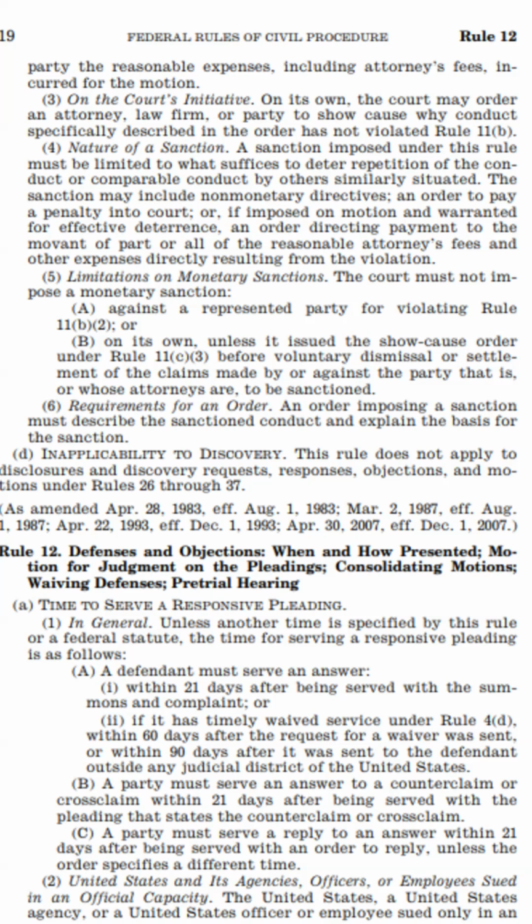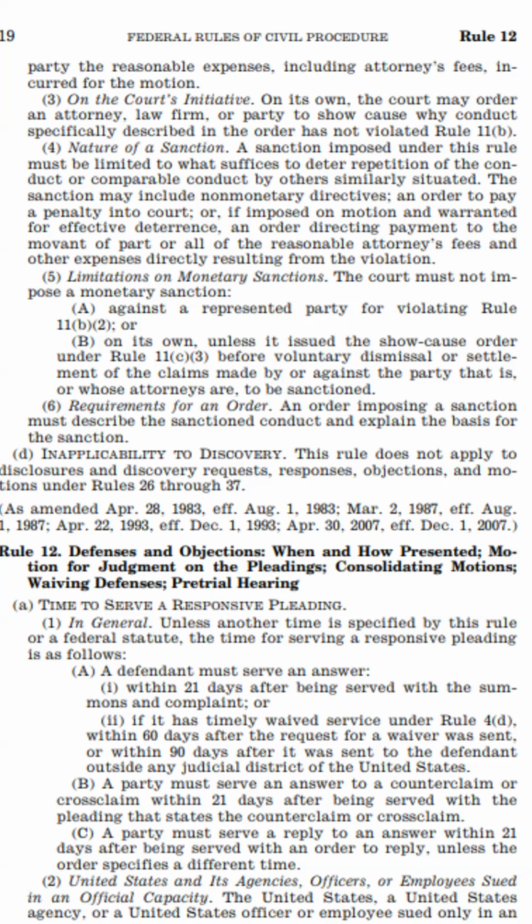(B) A party must serve an answer to a counterclaim or cross-claim within 21 days after being served with the pleading that states the counterclaim or cross-claim. (C) A party must serve a reply to an answer within 21 days after being served with an order to reply, unless the order specifies a different time.